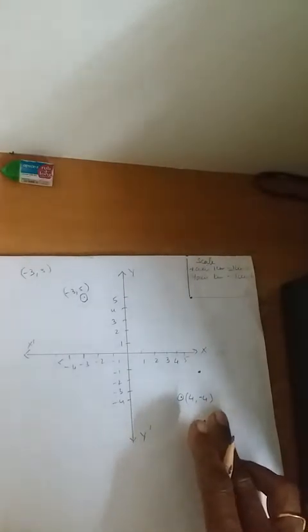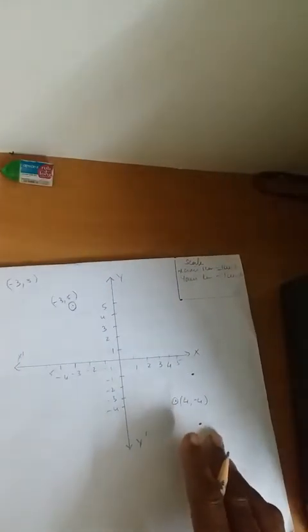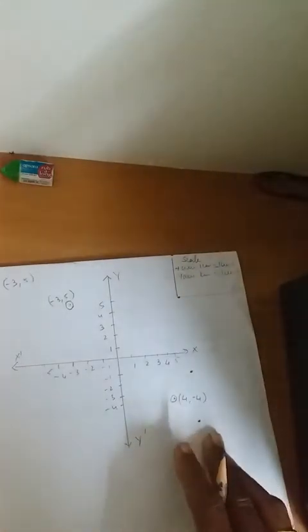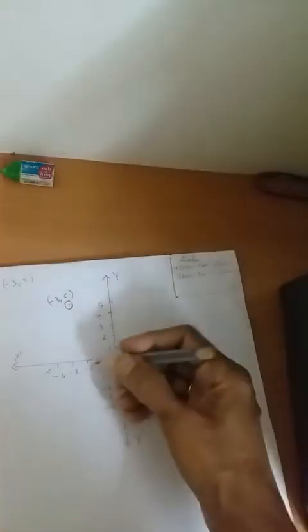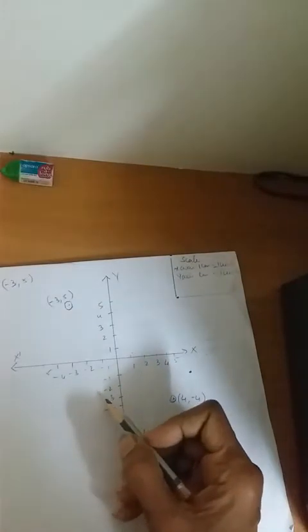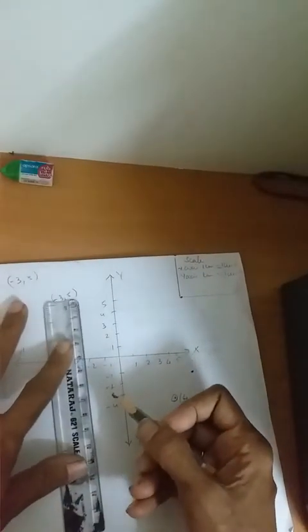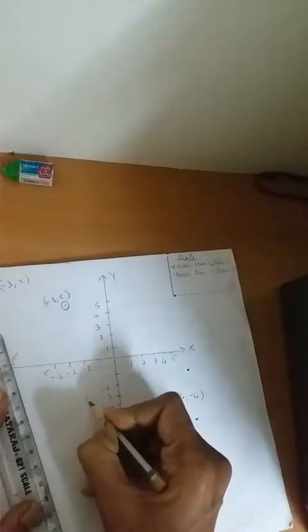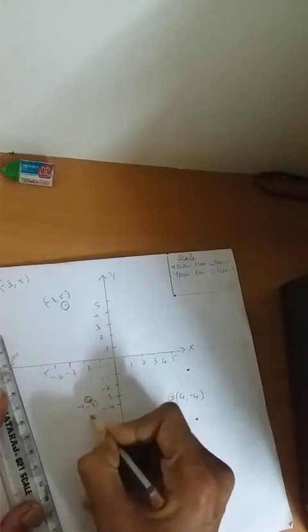Suppose you have to plot, let's take minus 2, minus 3. Where will you plot? Tell me. Minus 2 is here, minus 3 is over here. So this is your point minus 2, minus 3. Put a dot, put a round here, minus 2, minus 3.